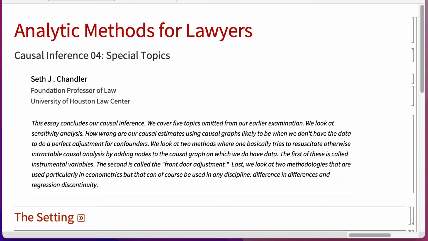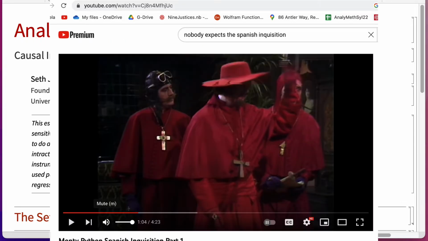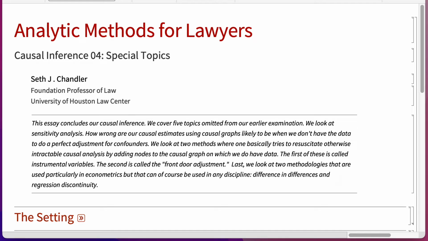Finally, I'm going to look at 2 methodologies, and I feel a little like Monty Python here. I think that's 6 things we're going to look at that are used particularly in econometrics. Those are difference in differences and regression discontinuity.